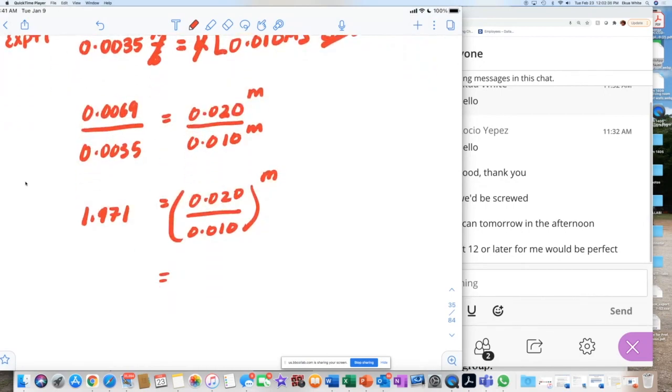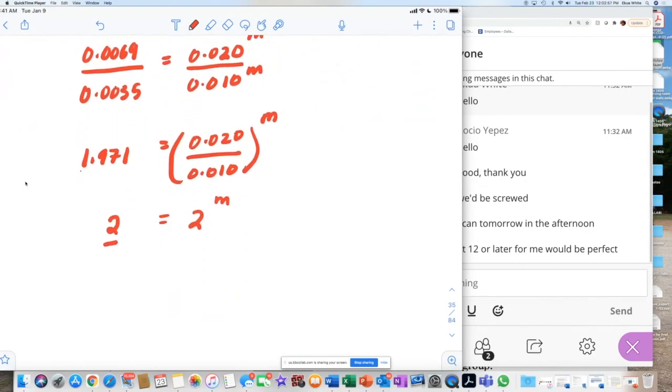And I have this number on the right. When you divide these two, 0.020 divided by 0.010, I get 2. So here, 1.971, we can round up to 2, y'all. I don't like to complicate this stuff any further. Here we have 2 to the power m. Mathematically, if the base numbers are equal to each other, then the exponents are equal to each other. So you want to rewrite 2 as a base number raised to an exponent. I'm going to rewrite this as 2 to the power 1, which is the same thing as 2. I'm not changing the value. And then make this equal to 2 to the power m. So m is equal to 1.